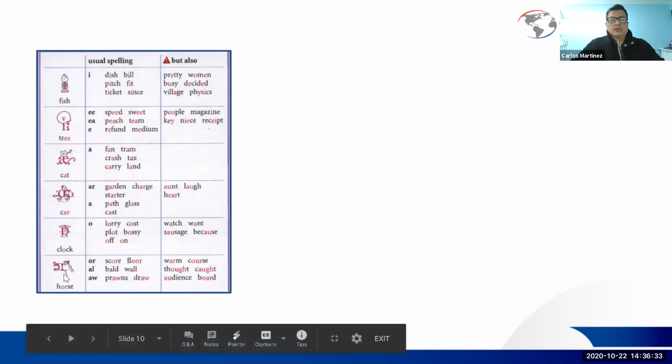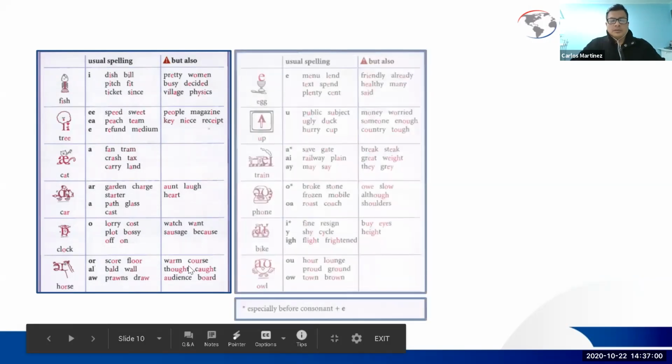Then we have the or sound, like in horse. So normally the OR like in score, or like in floor, or the AL like in ball or wall. Then we have the AW, like prawns and draw. These combinations of letters produce the or sound. But we also have these combinations: warm, cause, thought, caught, audience, and board. Notice how these combinations of letters also produce the same sound.